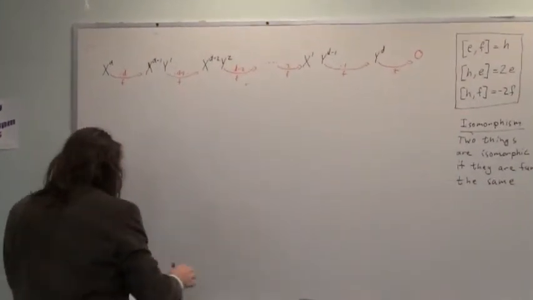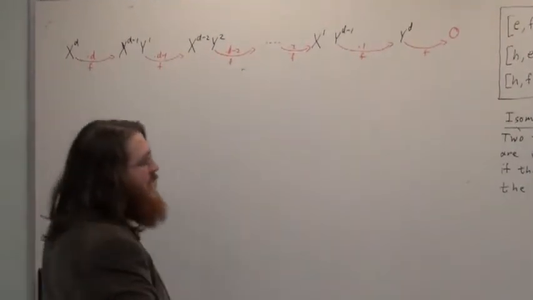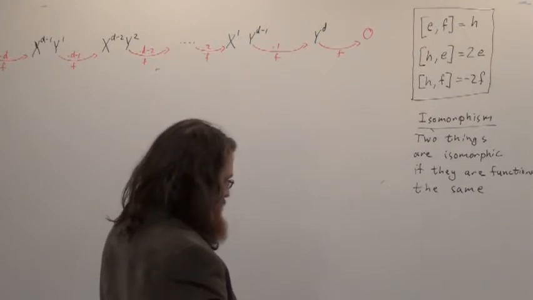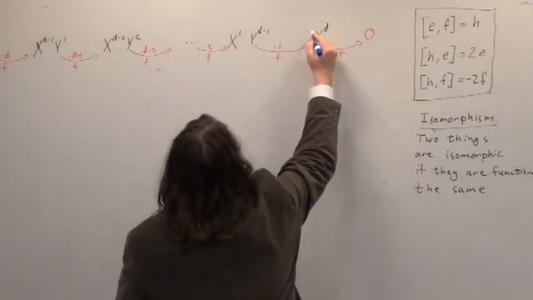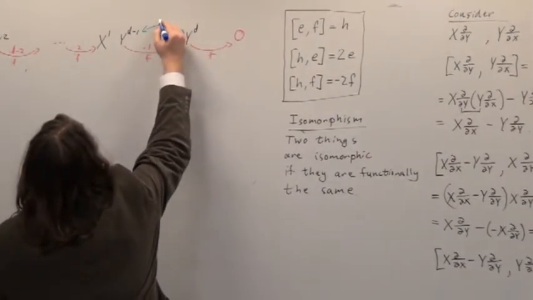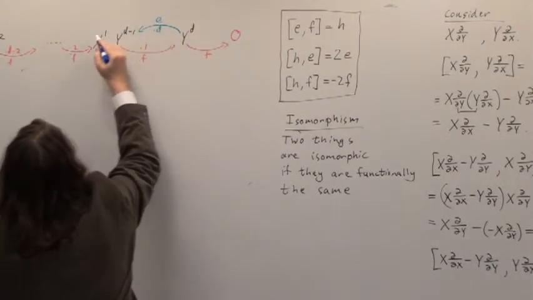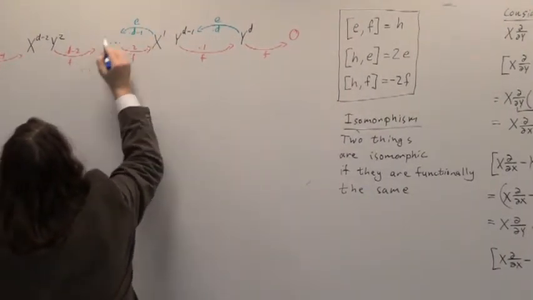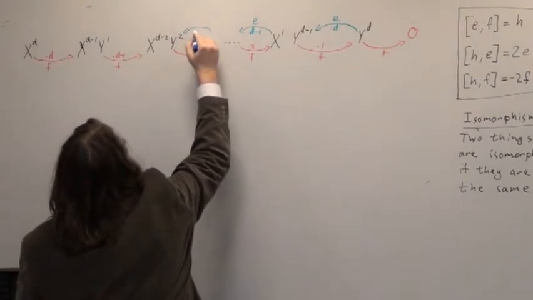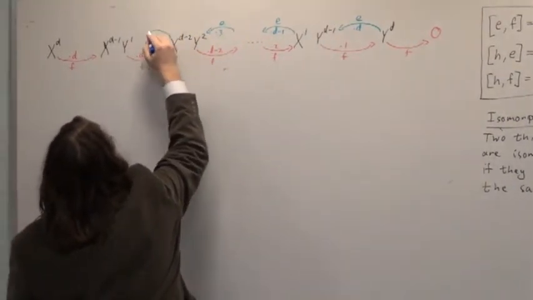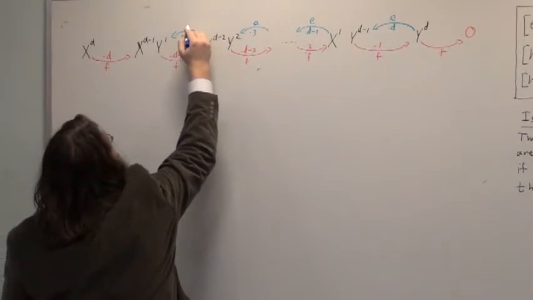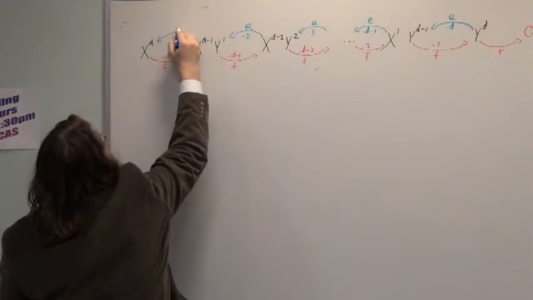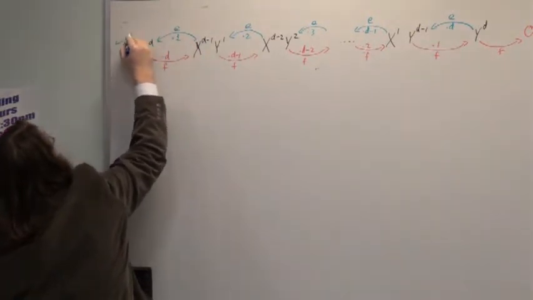We can throw in the action of E. Remember, E moved me to the left and multiplied by i. So in this case, here's E, I multiply by d. I multiply by d minus 1. Here I multiply by 3, 2, 1, and I head off to 0.